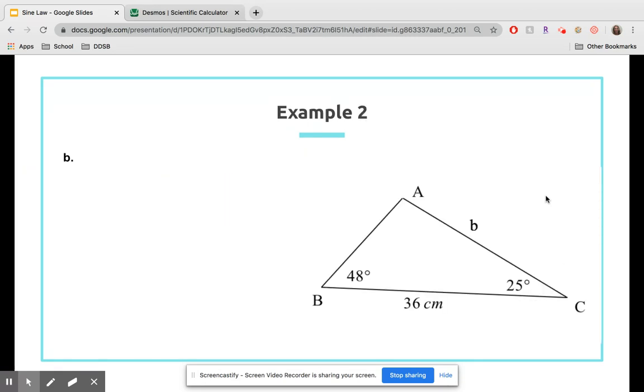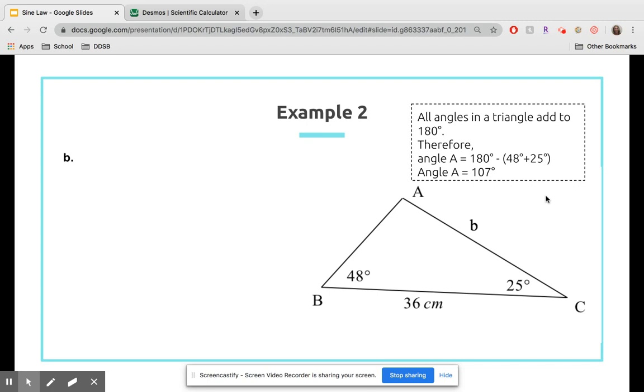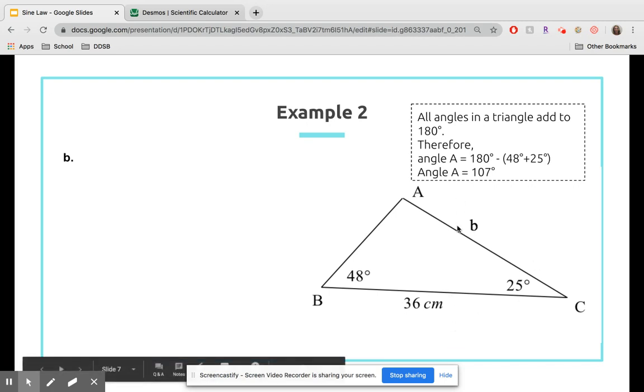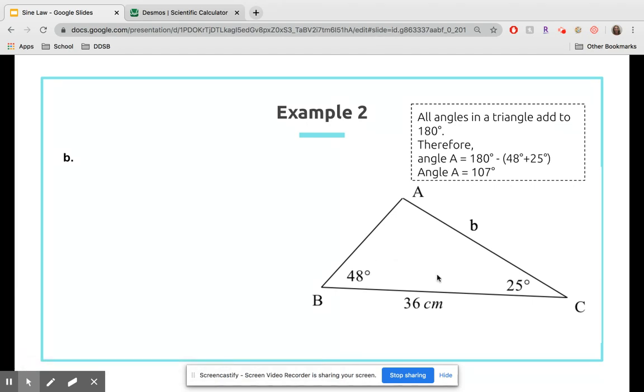Okay, example 2. We want to find the unknown, which is b. To find it, we know this angle, we need to know this one, and then we also need another side length. If you're given two angles inside a triangle, you can always find the third angle by taking 180, because all of these will add up to 180. So we go 180 subtract 48 plus 25. That's going to give me 107 here.